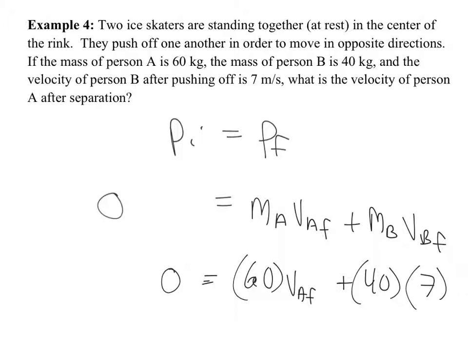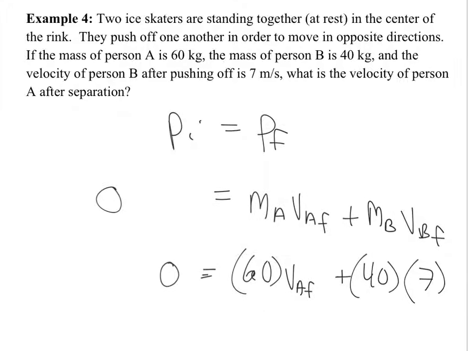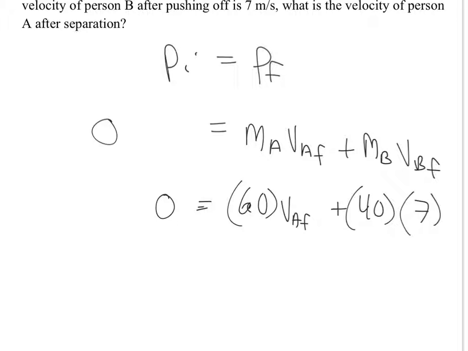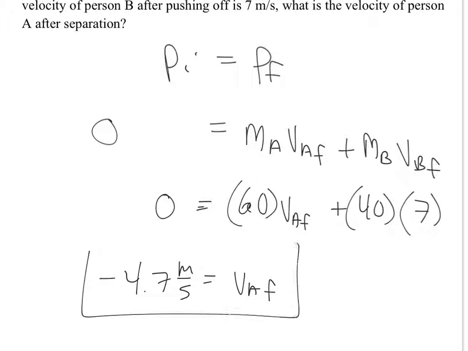What do we get for VAF? Katie? 4.7. 4.7 meters per second, and that's going to be negative, right? We're going to have a negative here simply because if we have the negative sign, it counteracts with this positive. Negative plus the positive gives us 0 momentum initially. Questions on this answer?